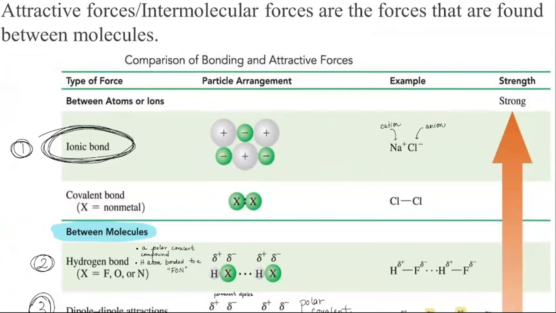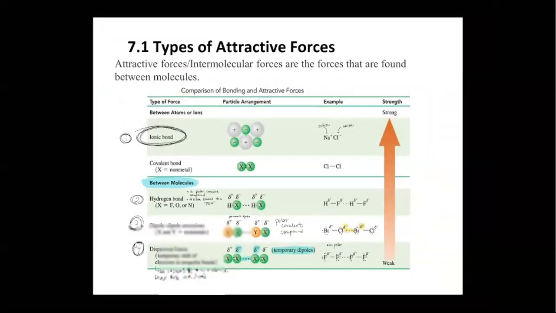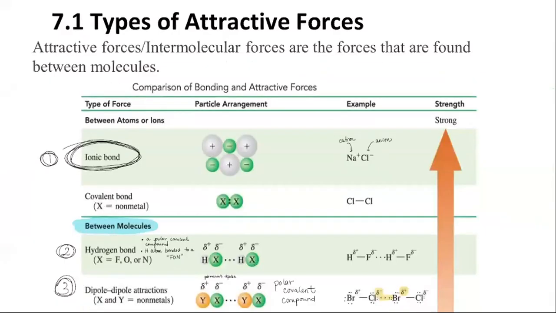See that this is different from the other symbols that we have down there. Because in the other ones, we needed the symbol delta to symbolize that it was partial charge. Here, we don't need the delta because these are full ions, cations and anions. And that electrostatic interaction between the cation and the anion is the strongest attractive force out of the four forces that we have seen, okay?